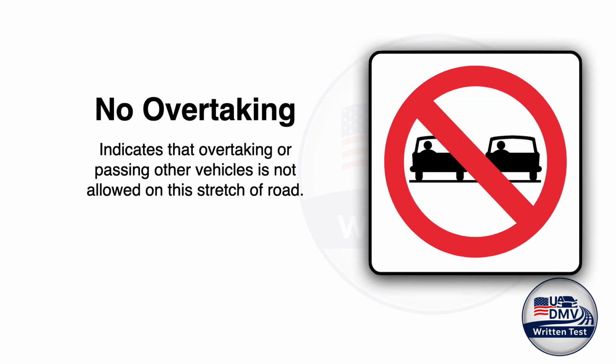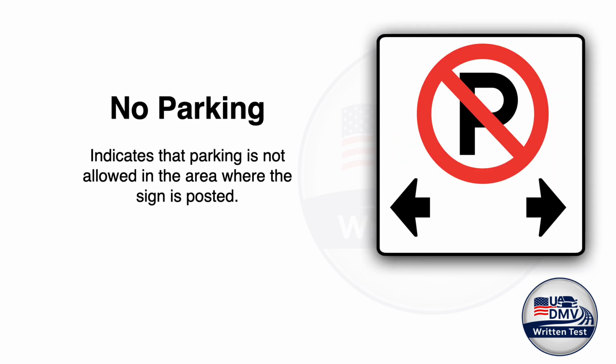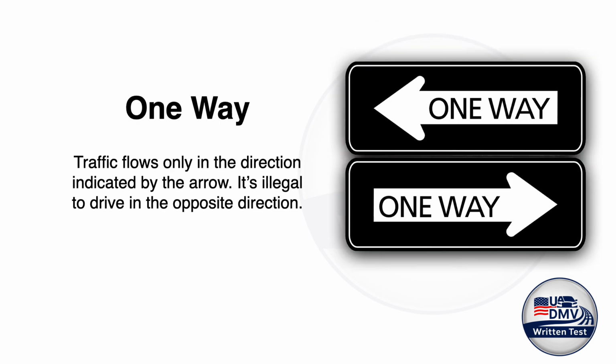No overtaking indicates that overtaking or passing other vehicles is not allowed on this stretch of road. No parking indicates that parking is not allowed in the area where the sign is posted. One way. Traffic flows only in the direction indicated by the arrow. It's illegal to drive in the opposite direction.